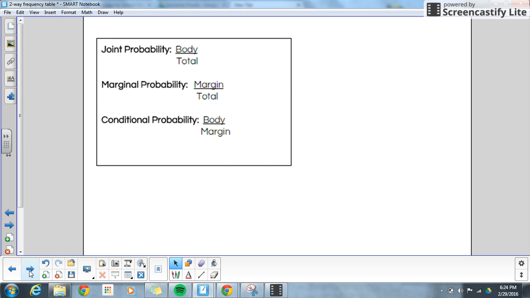All right, so we have 3 types of probabilities that we're going to find here. A joint probability, which is going to be a number in the body over the total. A marginal probability, which is going to be a number from the margin over the total. And a conditional probability, which is going to be the body over the margin. Now, this may look confusing now, but we're going to look at some examples and simplify.